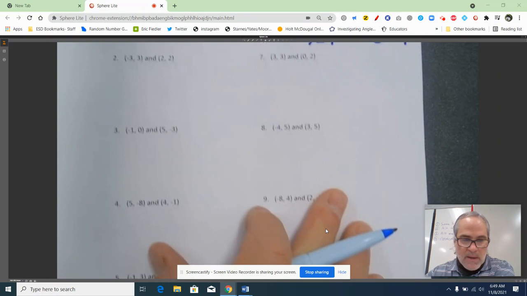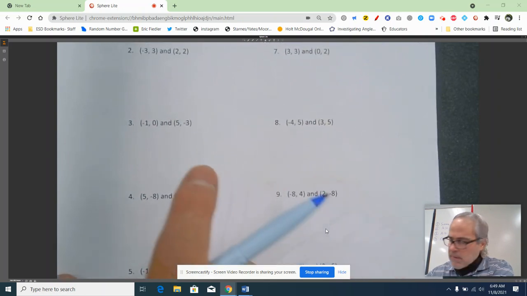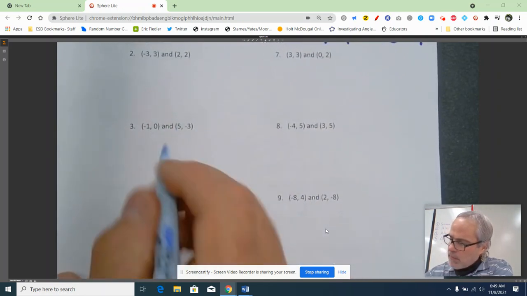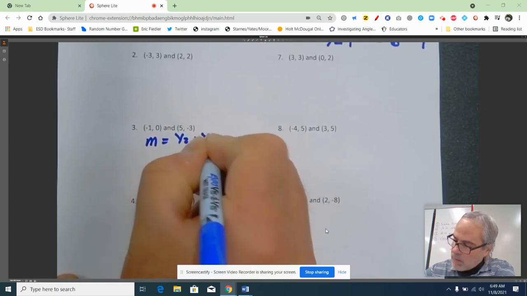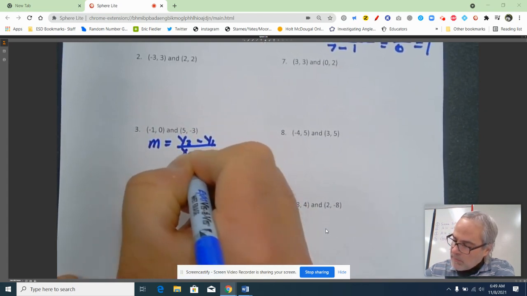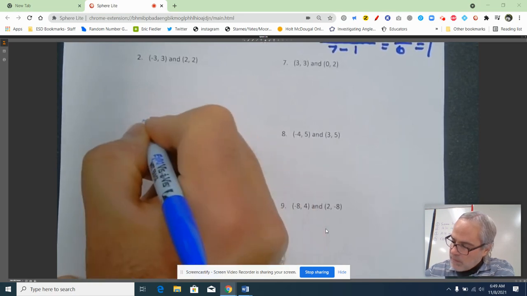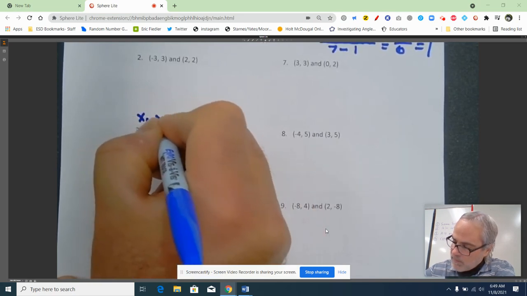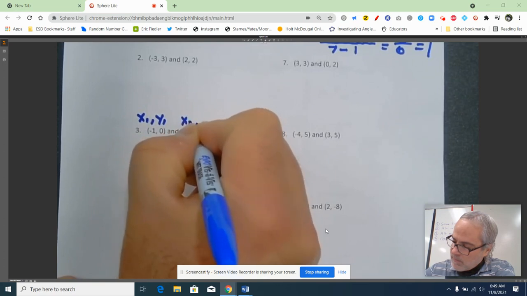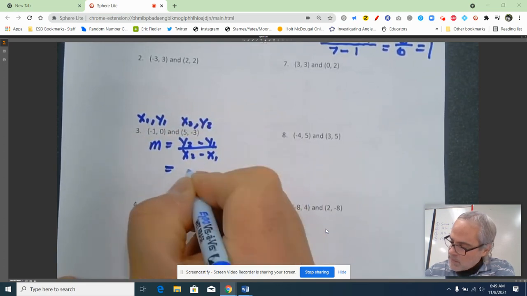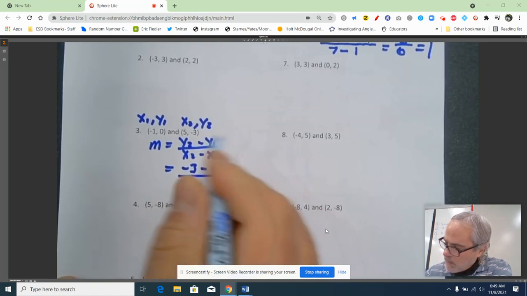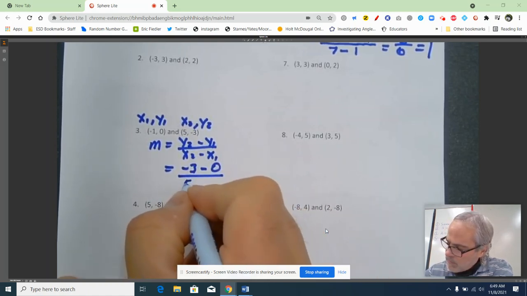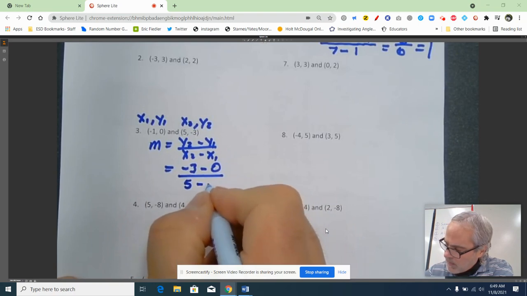All right, let's pick another one that has some negatives in it. How about we pick this number 3 down here because it has a 0 in it. So again, I write slope is equal to y2 minus y1 over x2 minus x1. We'll call this one the first point and this one the second. y2 is a -3 minus y sub 1 is 0. X sub 2 is 5 minus x sub 1 is a -1.